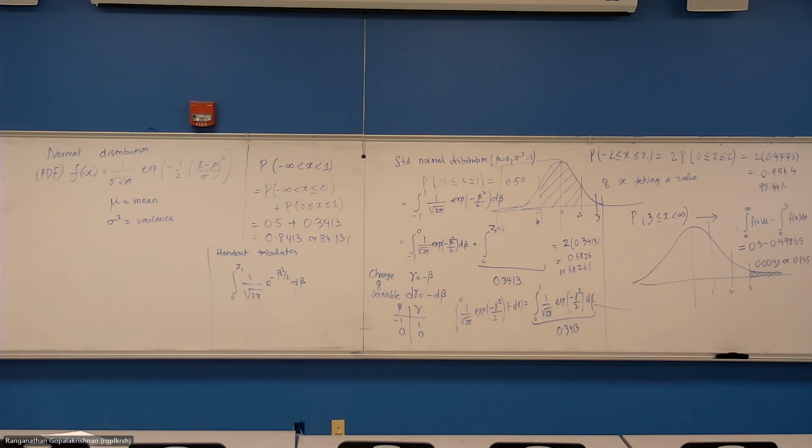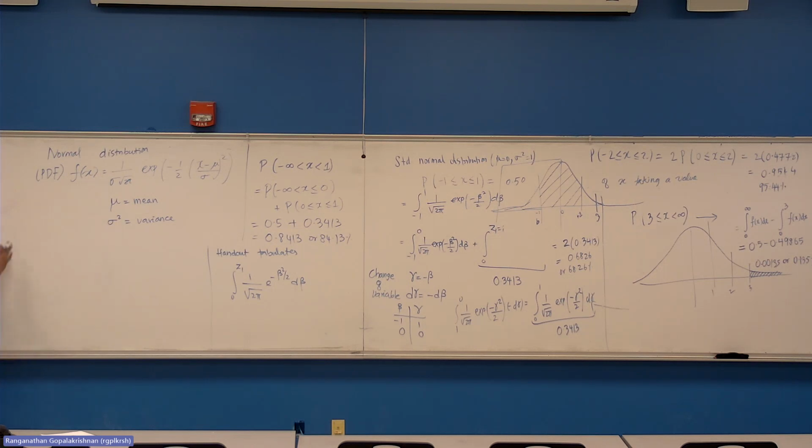Okay. Stop writing. Listen for some time. We'll continue writing. So if you are given a normal distribution, you are told what is the mean and variance or mean and standard deviation. How do you solve the problem?